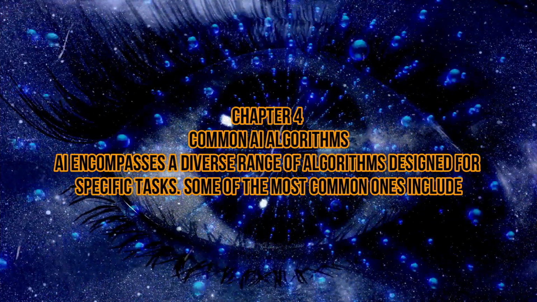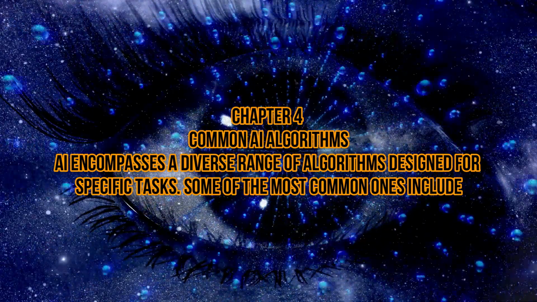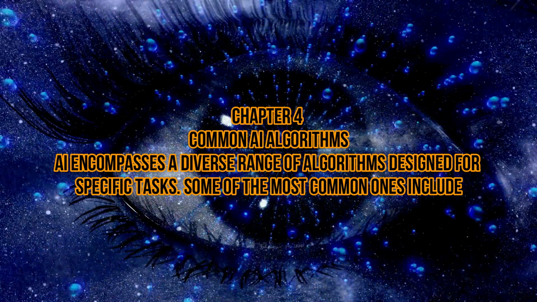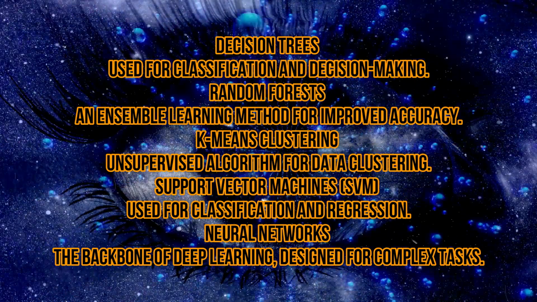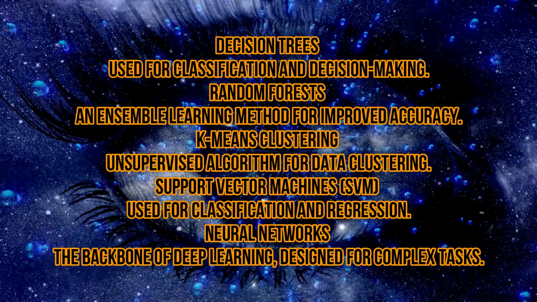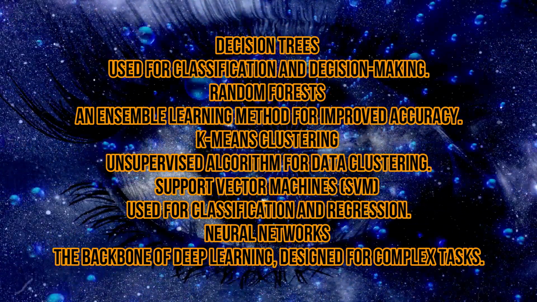Chapter 4: Common AI Algorithms. AI encompasses a diverse range of algorithms designed for specific tasks. Some of the most common ones include decision trees, used for classification and decision-making. Random forests, an ensemble learning method for improved accuracy.